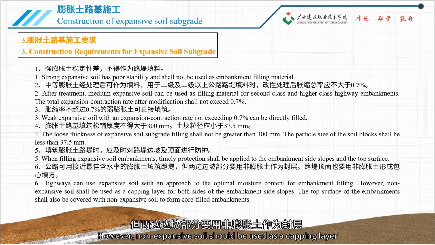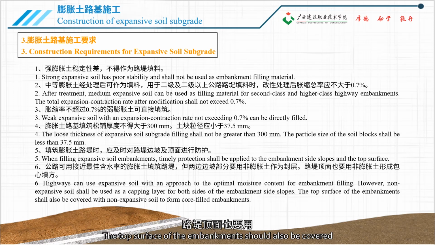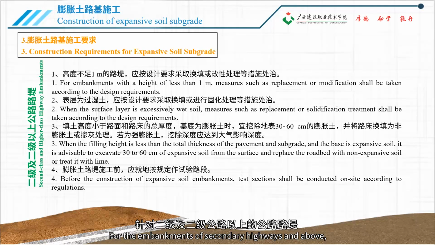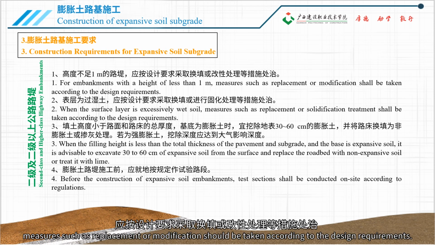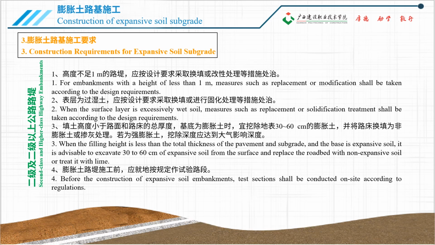However, non-expansive soil should be used as a capping layer for both sides of the embankment side slopes. The top surface of the embankments should also be covered with non-expansive soil to form core-filled embankments. For the embankments of secondary highways and above, attention shall also be paid to 1. For embankments with a height of less than 1 meter, measures such as replacement or modification should be taken according to the design requirements.